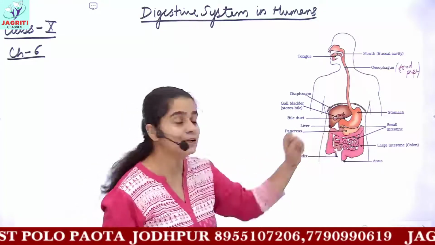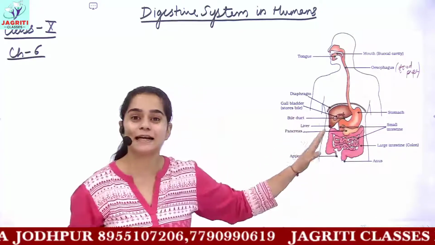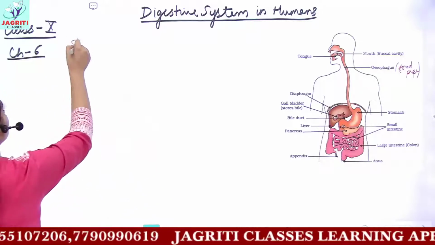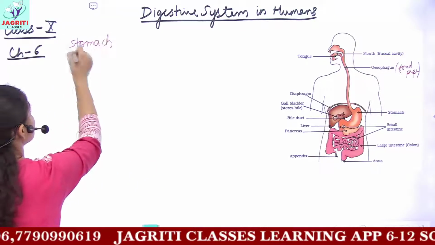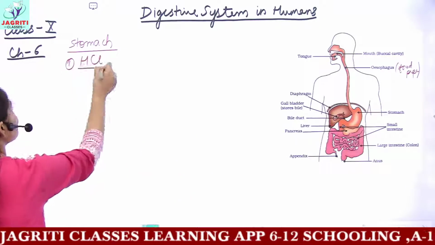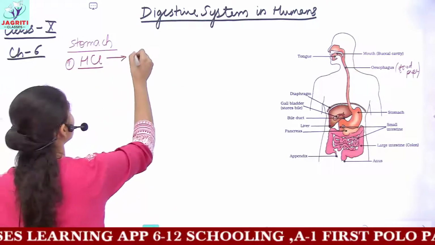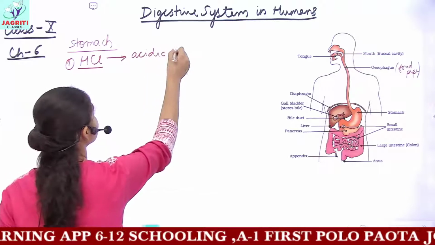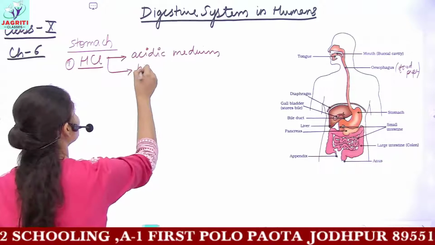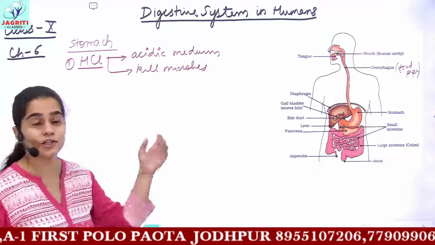Then we also said what are the three main interesting features of the stomach. The stomach is your bag-shaped or sac-like organ. This stomach serves three functions. The first function was that it produces HCl, which is hydrochloric acid, and the function of HCl is to provide an acidic medium. And next, this HCl is also useful to kill all the microbes which are present in your food. So this was the function of HCl.